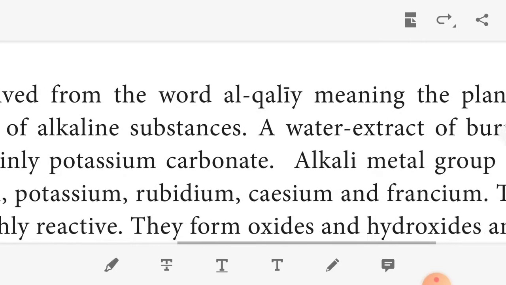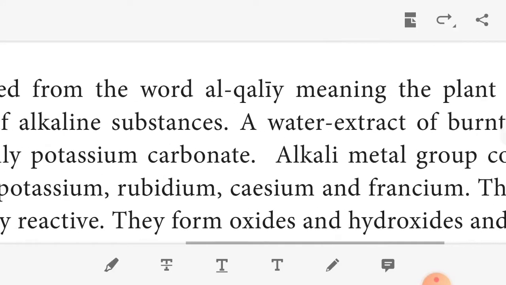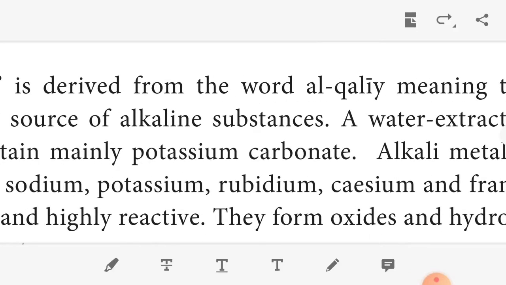So the alkali metal group consists of these elements. The first element of the alkali group is lithium.